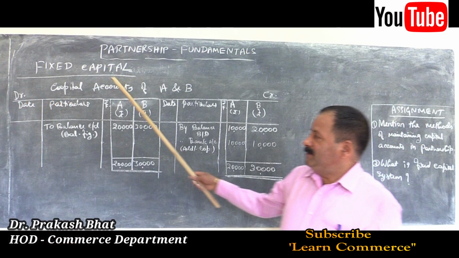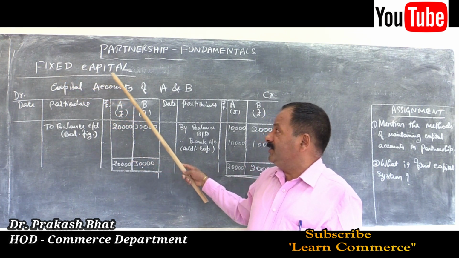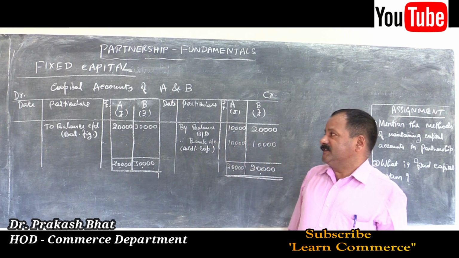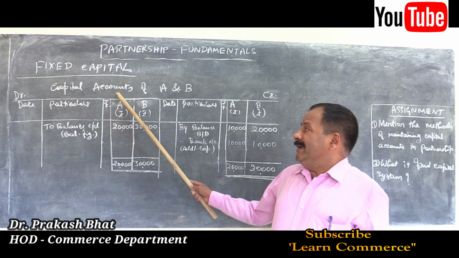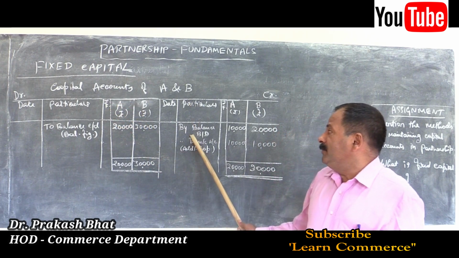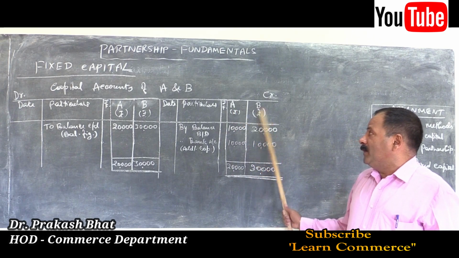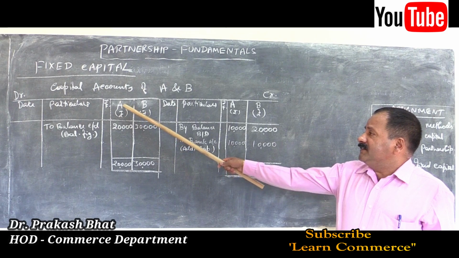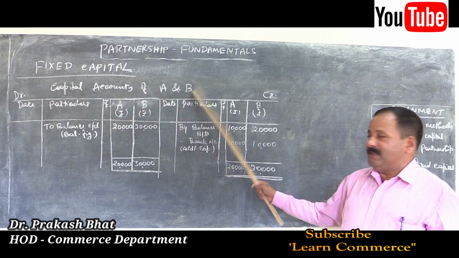Now let us know about the practical aspect, the accounting aspect under the fixed capital system. As I already told you, only the capital contributed by the partners is recorded. I took the example of A and B, two partners in a firm. So the capital account will be prepared in this way: capital accounts of A and B.